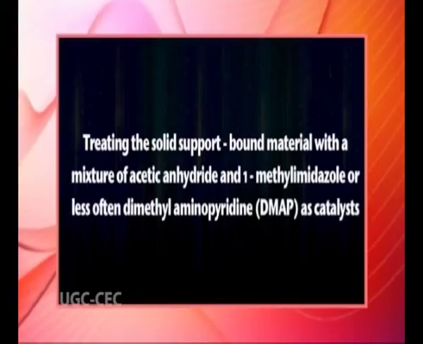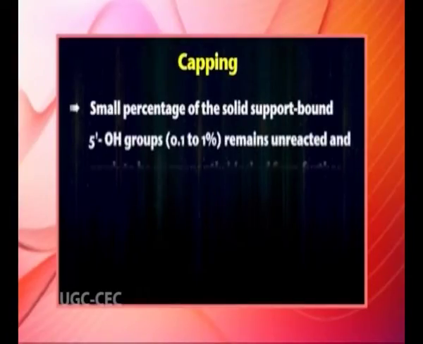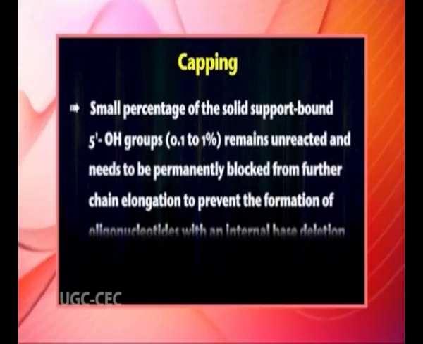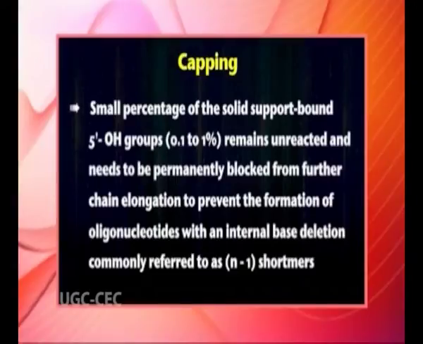The capping step is performed by treating the solid support bound material with a mixture of acetic anhydride and 1-methylimidazole, or less often dimethylaminopyridine, as catalyst, and in the phosphoramidite method serves two purposes. One being, after the completion of the coupling reaction, a small percentage of the solid support bound 5'-OH groups, 0.1 to 1%, remains unreacted and needs to be permanently blocked from further chain elongation to prevent the formation of oligonucleotides with an internal base deletion, commonly referred to as N-1 shortmers.